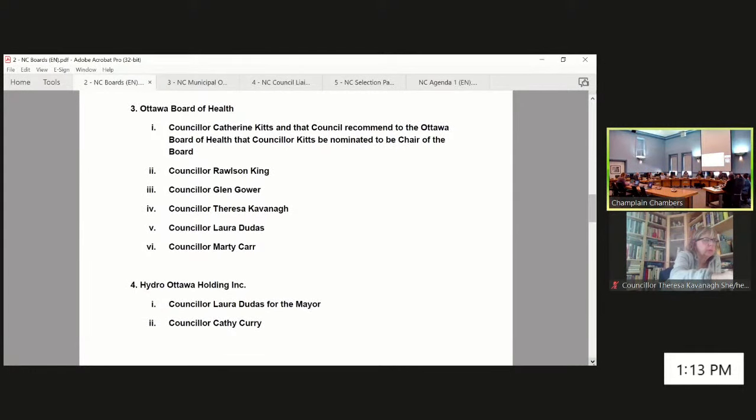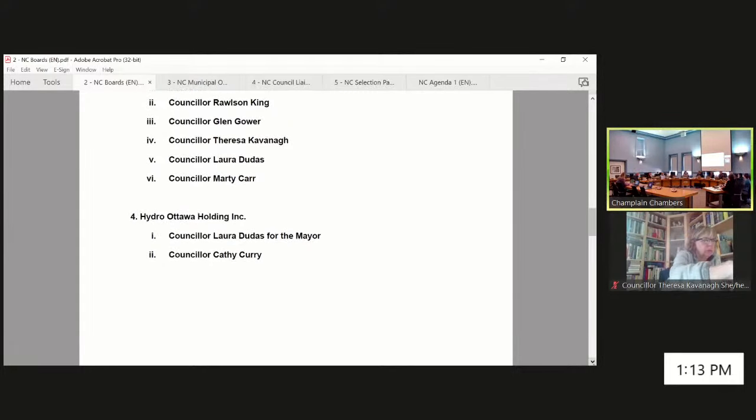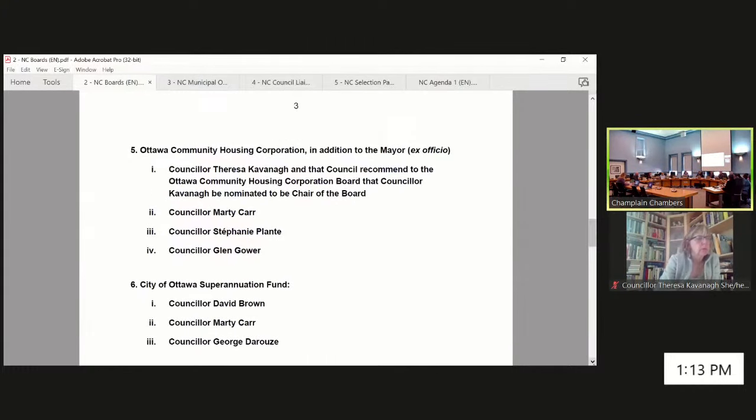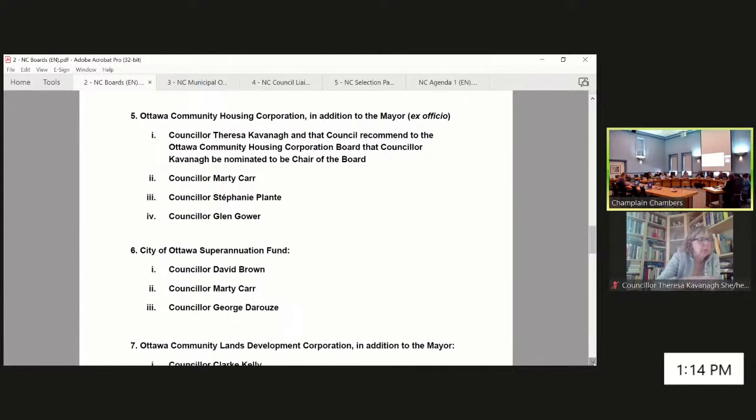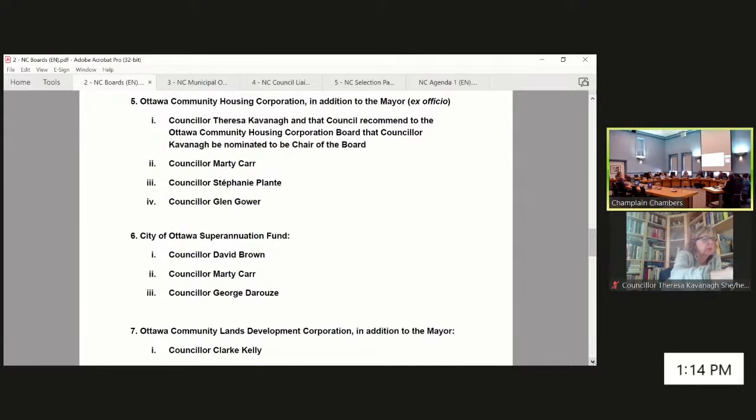4, Hydro Ottawa Holdings, Councillor Laura Dudas for the mayor's position, and Councillor Curry. 5, the Ottawa Community Housing Corporation, in addition to the mayor ex officio, Councillor Kavanaugh, and that the board recommend that Councillor Kavanaugh be nominated as chair of the board, Councillor Carr, Councillor Plant, and Councillor Gower. 6, the City of Ottawa Superannuation Fund, Councillor Brown, Councillor Carr, Councillor Dudas.